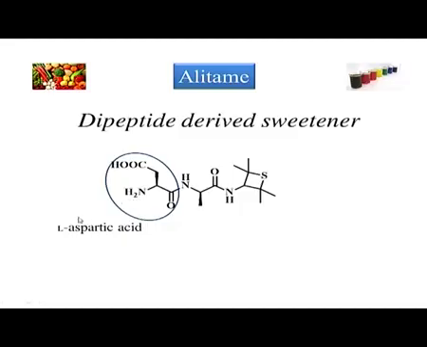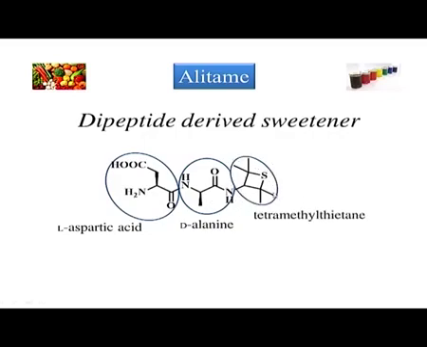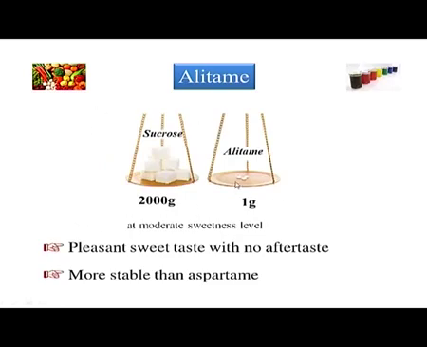So, this brings me to another dipeptide, which is alitame, and if you note here, it also contains aspartic acid and alanine, and with this there is another component which is tetramethylthietane. This compound is extremely sweet. It is 2000 times sweeter than sucrose, and it is much more stable than aspartame. Again, I am not going into the nitty-gritties of the synthesis of this molecule, since it also involves a multi-step process, which I feel should not be in the purview of this discussion.